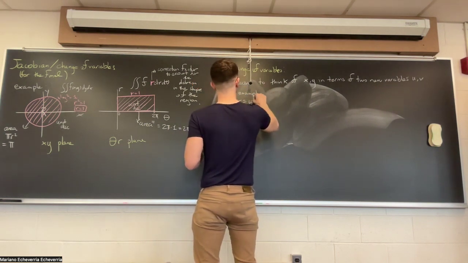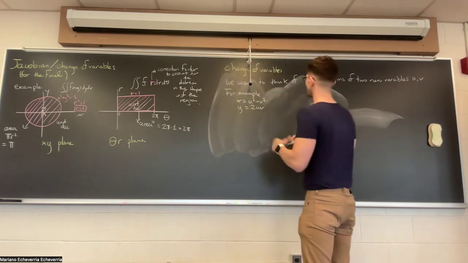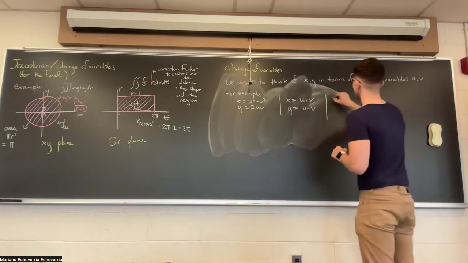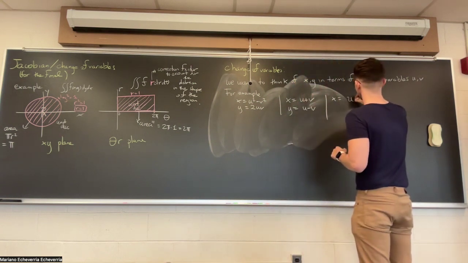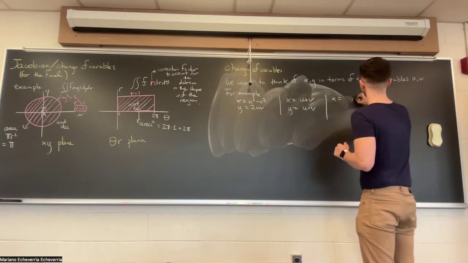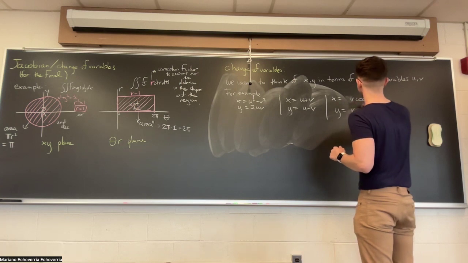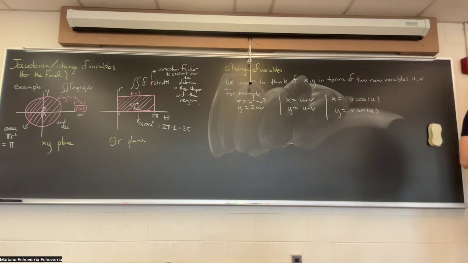For example, x equals u squared minus v squared, y equals 2uv. Or here's another example, x equals u plus v and y equals u minus v. Here's another example, x equals v cosine of u and y equals v sine of u. In general, you will be given the change of variables, so it's not something you have to worry about coming up with. The last one hopefully looks familiar.